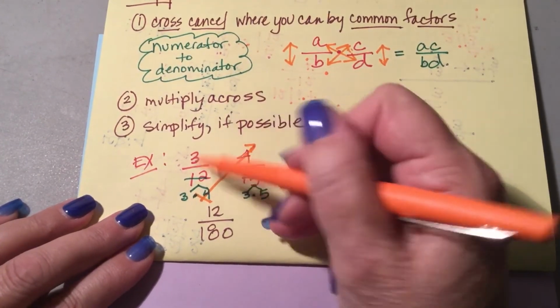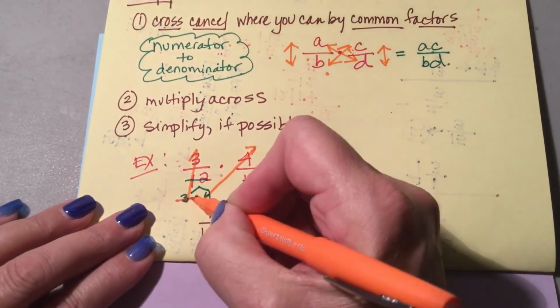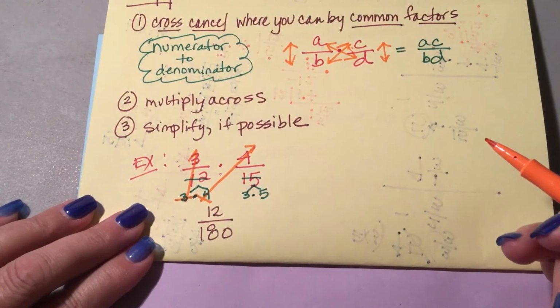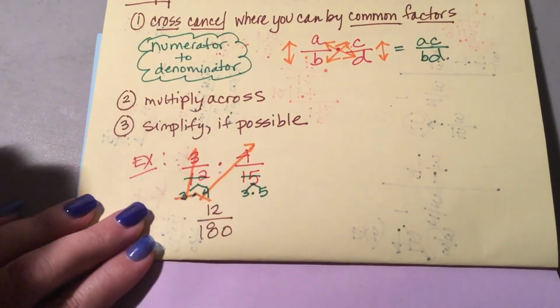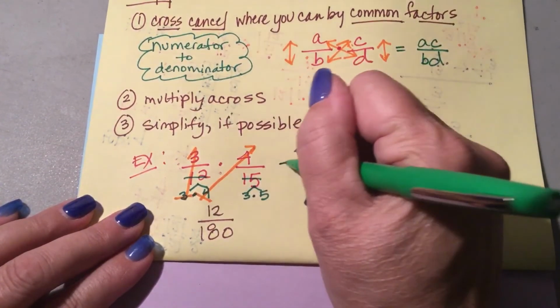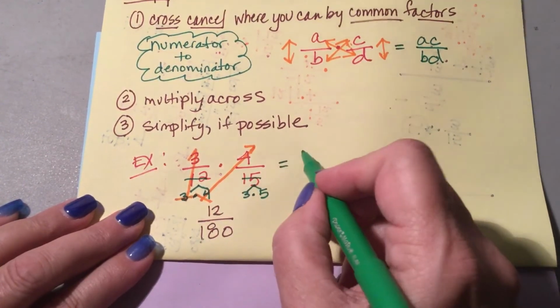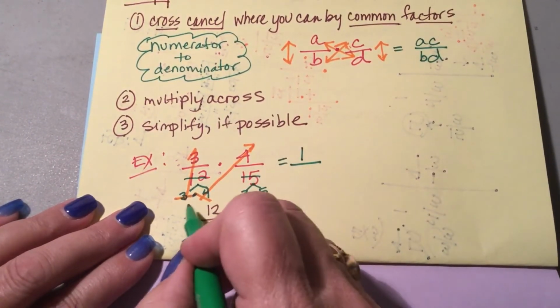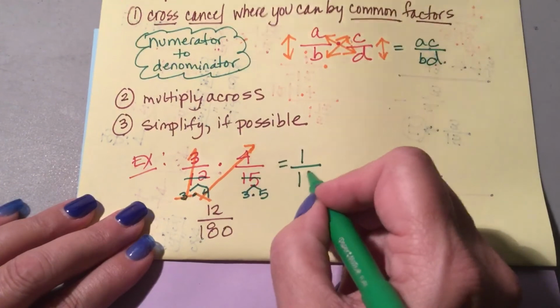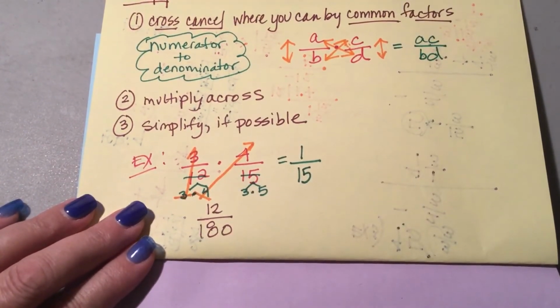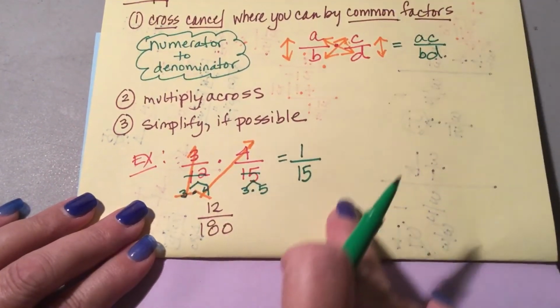Here's another one, 3 to 3. So that becomes like a giant 1, and that goes away. We don't have any other canceling, so now we just multiply straight across. I have 1 times 1, which is 1, and this is 1 over here. 1 times 15, which is 15, and I'm done. If I get all the canceling, I'm done right away.